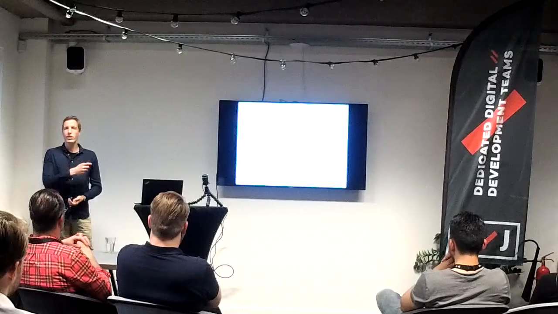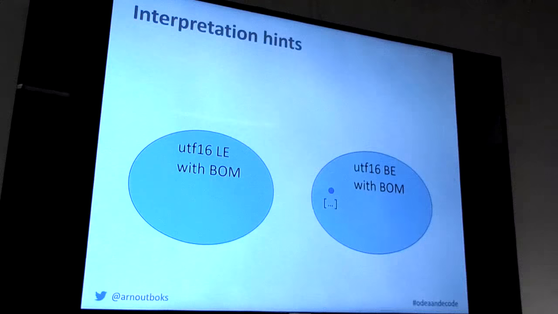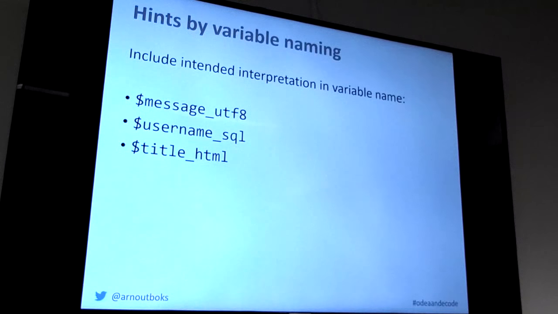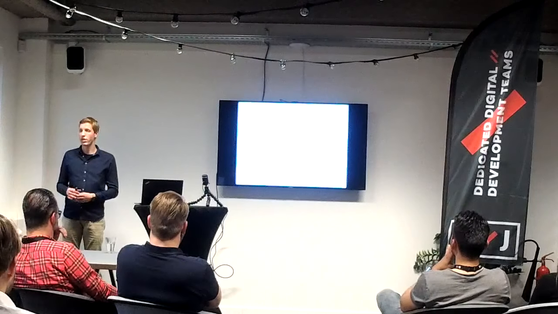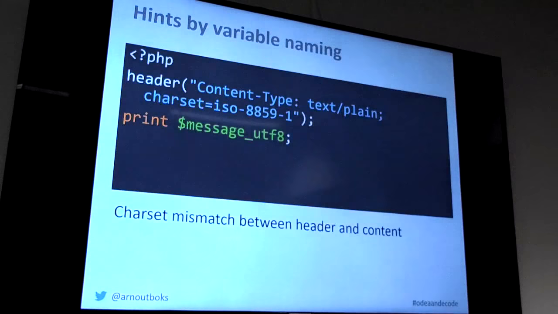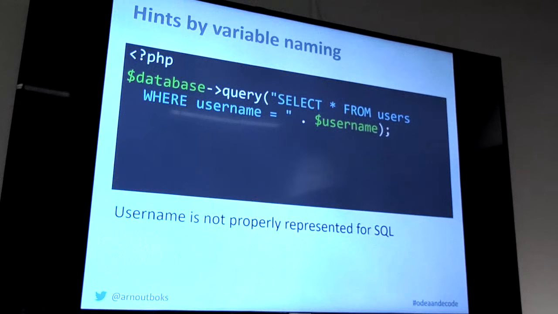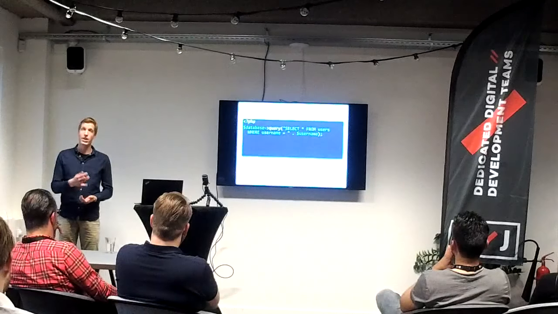If transmitting the desired interpretation along with data is not possible, we could also opt for something else. We could include some hints in our variable naming. We could call something message UTF-8 to indicate that it's UTF-8 encoding. We can call something username SQL to indicate that it's already represented as an SQL string. We can call something title HTML to indicate it has been represented for inclusion in HTML. And using such a convention allows us to spot some errors, like this. Here we output headers that something we are going to send should be ISO 8859-1. But directly below that, we output UTF-8 data, which we know is wrong. Or if we have something like this, we execute an SQL query and we put into that a variable that doesn't have the SQL suffix. We know this data is not properly represented for usage in SQL if we stick to this convention strictly.